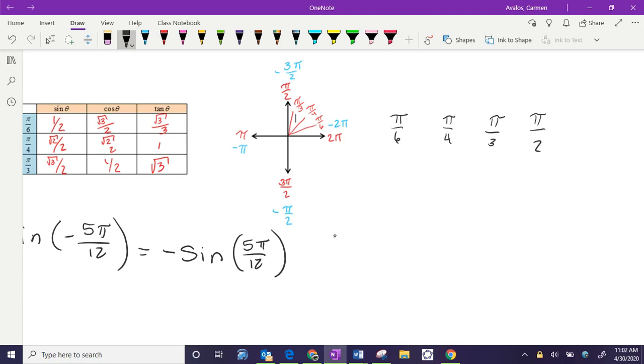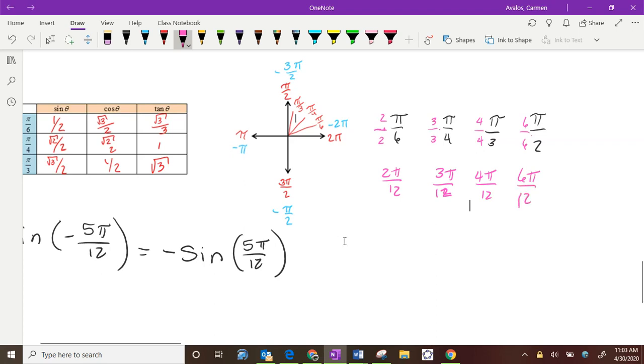And I need the denominator to be 12. So in order for this to be 12, I multiply this by 2. So therefore I have to multiply that by 2. I need to multiply this by 3. I need to multiply this by 4, and I need to multiply this by 6, because I want them all to have a denominator of 12. So then this gives me 2 pi over 12. This gives me 3 pi over 12, 4 pi over 12, 6 pi over 12. So now they're all 12.